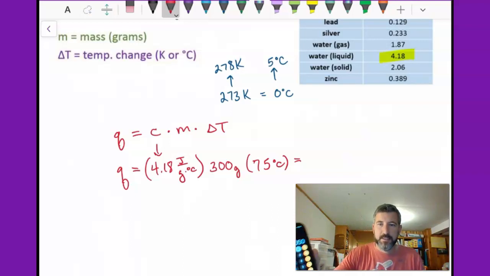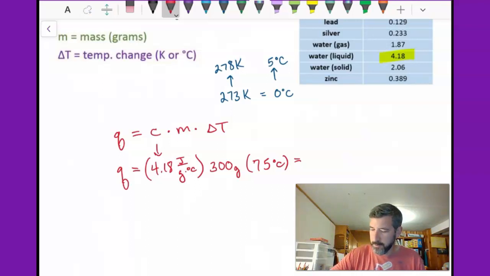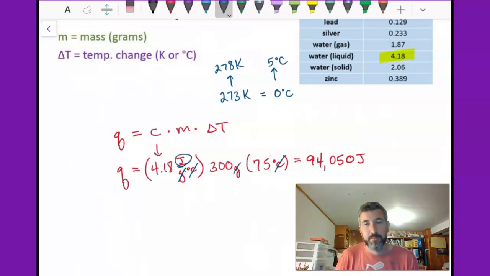Okay, guys, and I got 94,050 joules. Okay, and if you notice what units cancel, and why I said joules was my unit for my answer, first of all, because we're looking for heat, and heat is measured in joules, but also because if I have grams on the bottom of my specific heat unit, and then on the top over here with mass, and then the same thing with degrees Celsius, that leaves me only with joules as a unit for my answer.